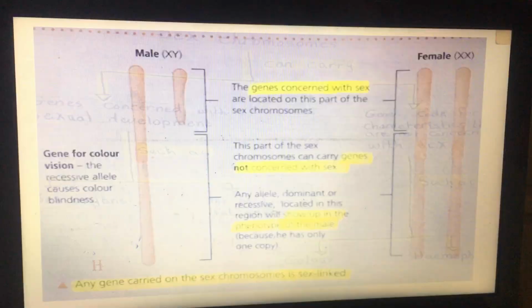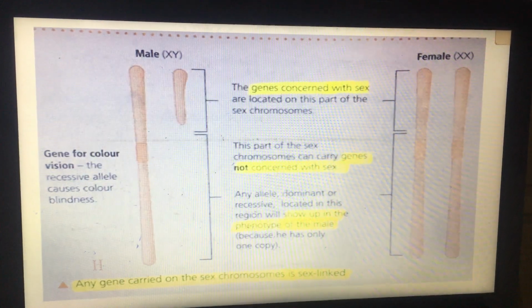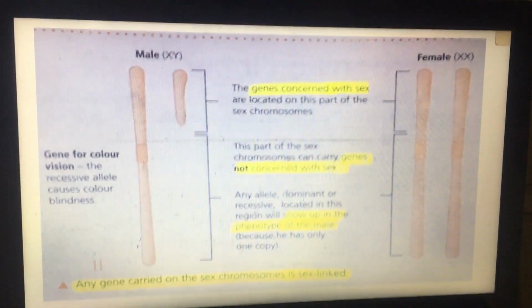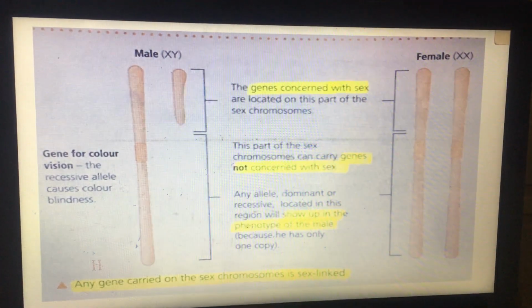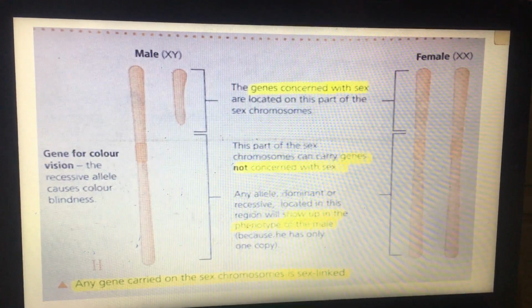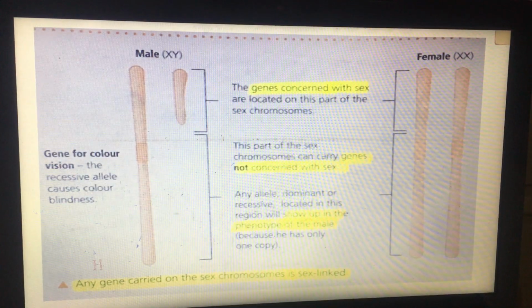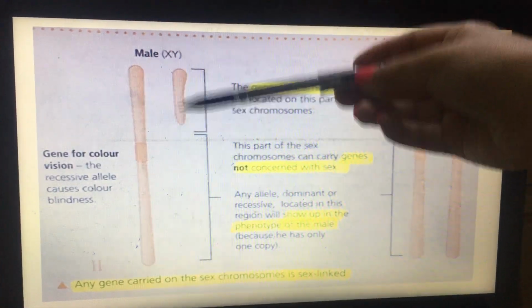Okay? Now, focus here on male and female cells. Inside the male cells, as we say, we have two sex chromosomes, which are X and Y. We said that the X chromosome is long and the Y chromosome is short. For female, we also have two sex chromosomes, which are X and X. Both are long. Now, if you focus on the picture, you will find that the genes concerned with sex are located on this part in X and in Y chromosomes.